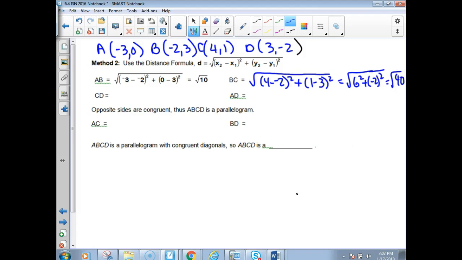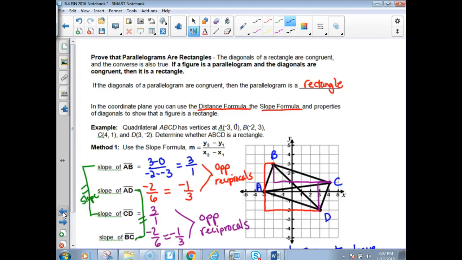Okay, I went kind of quick. Now, I want to show you a little trick. What was the slope of CD? Look back at the last problem. The slope of CD before we reduced it was 3 over 1.